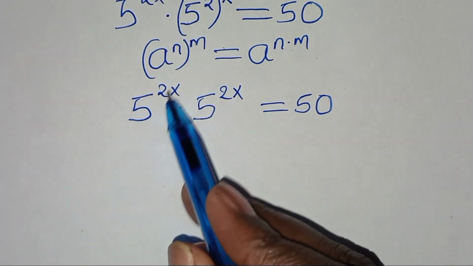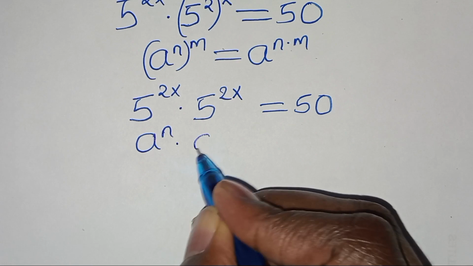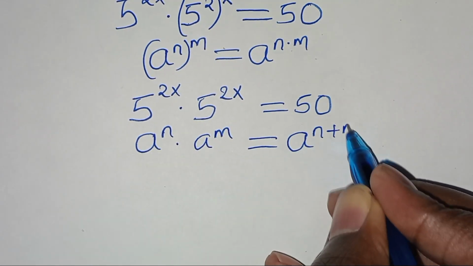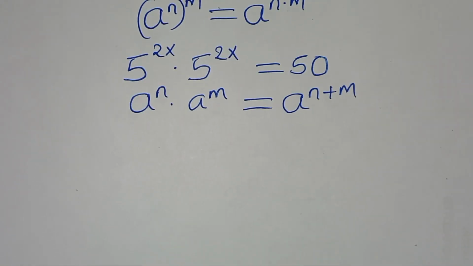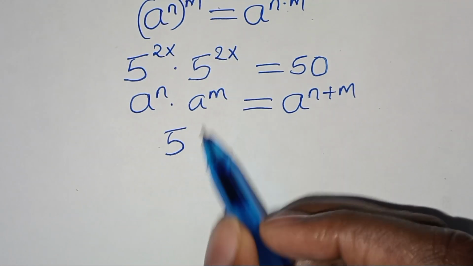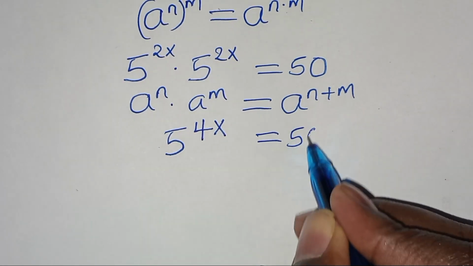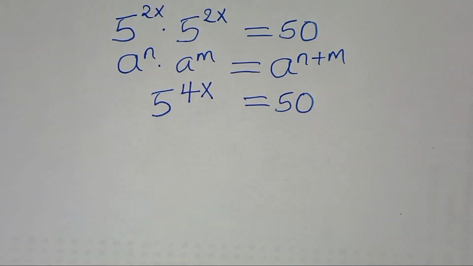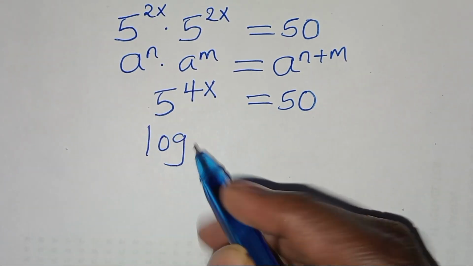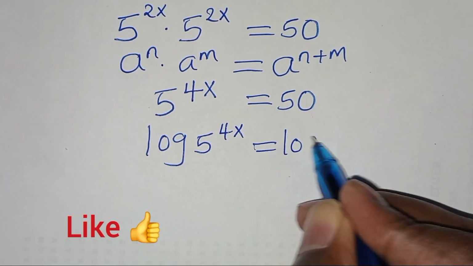Then you find that 5 to the power 2x times 5 to the power 2x, this is in the form of a to the power n times a to the power m, which we can express as a to the power n plus m. Therefore, we'll have 5 to the power 2x plus 2x, so this is 4x. This is equal to 50. To solve for x here, let's introduce logarithm on both sides so that we have log 5 to the power 4x. This is equal to log 50.